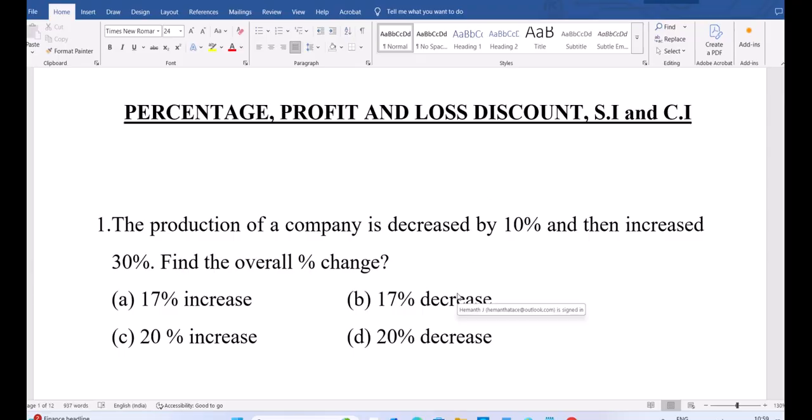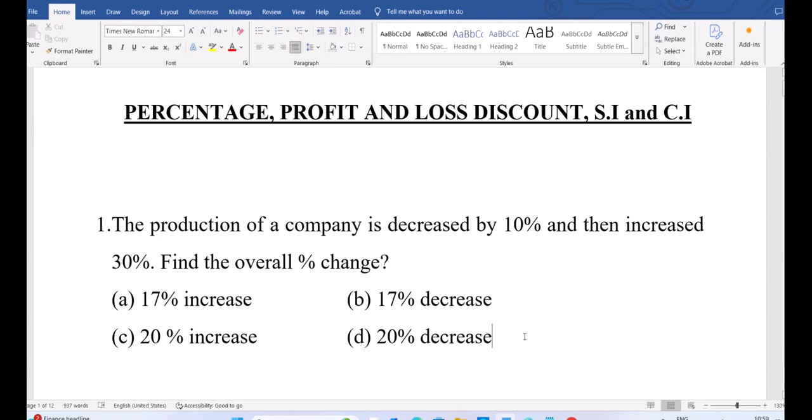To check, the first question is regarding percentages. This is like a revision for you, all these topics. The production of a company is decreased by 10% and increased by 30%. Find the overall percentage change. For NCC company, these are the important topics which they have given. So we are looking into that. What's the answer for this?